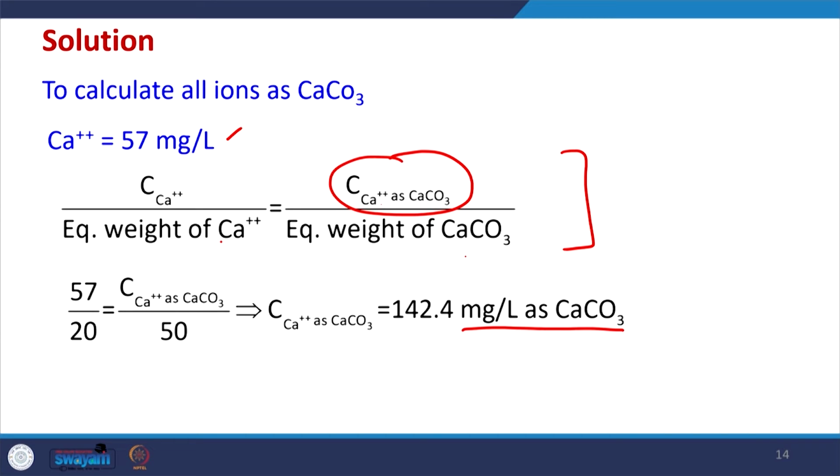Using this formula, we put 57, this is 20 for calcium, and the equivalent weight for calcium carbonate is 50, because its total molecular weight is 100. So, 100 divided by valency 2, we have 50. We can perform the concentration calculation, and it will come out as 142.4 milligram per liter as CaCO3. So, we converted one of them.